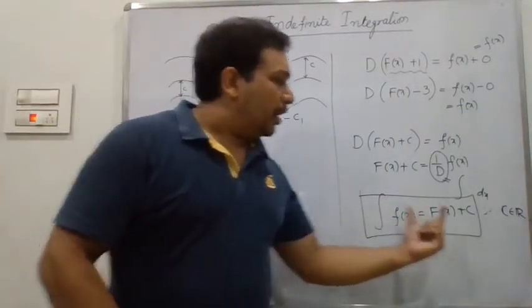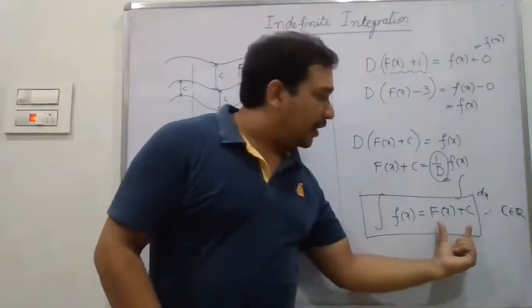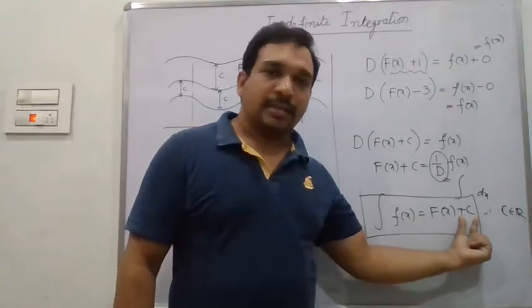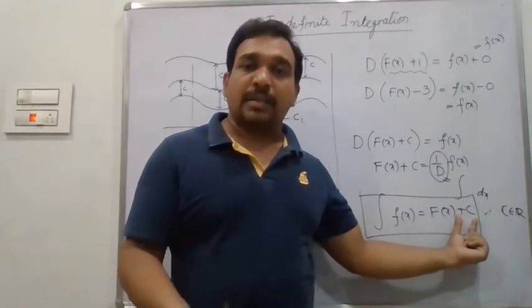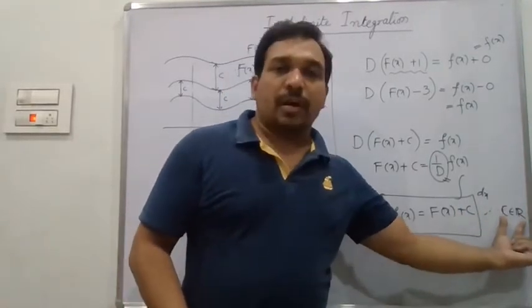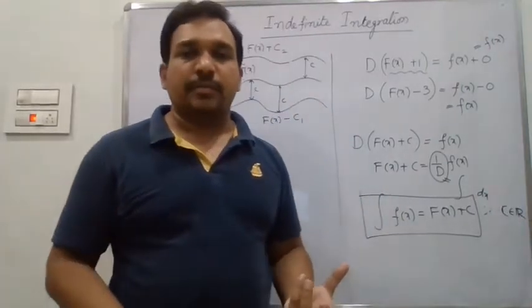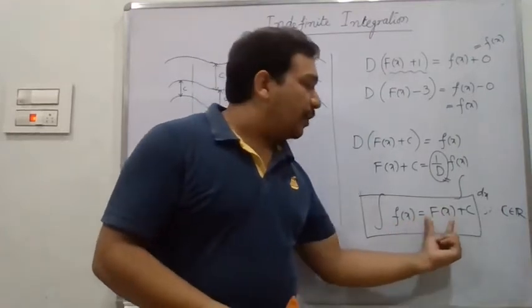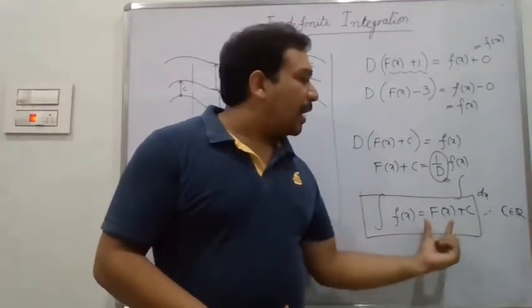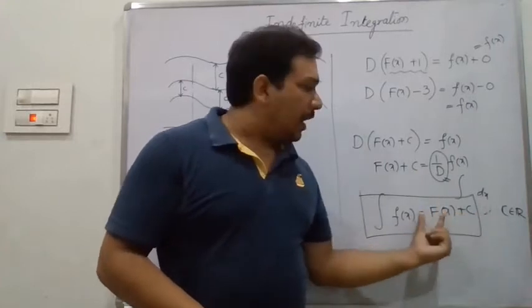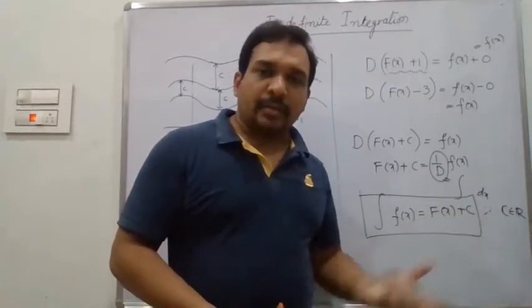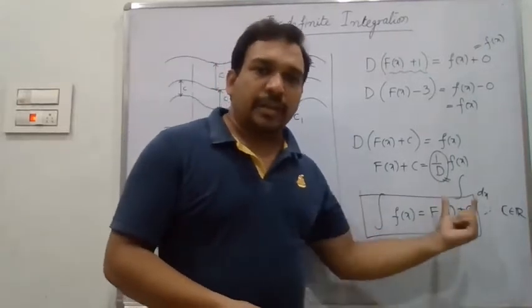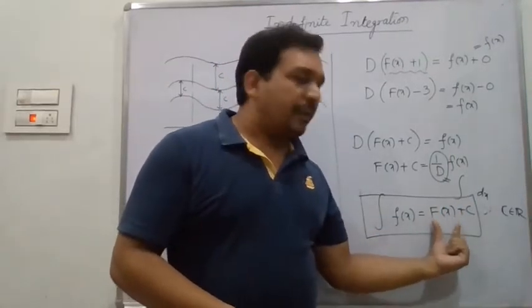When you do it, you will not get only a single function, you will get infinitely many functions. F of x is a single function only, but when you have added a constant, how many constants are possible? C belongs to R, meaning infinitely many constants are possible. So when you do the integration of small f of x, you may get capital F of x plus 1, or capital F of x plus 2, or capital F of x minus 3. So like that you can get infinitely many functions. All those functions I am writing together as a single function, capital F of x plus c.